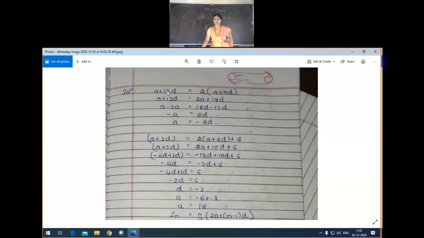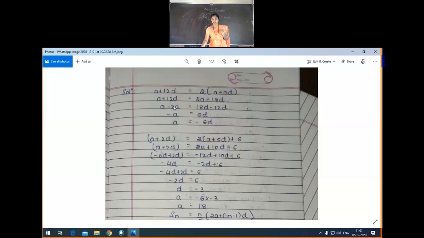A13, that is A plus 12D, is equal to 2 into A10, that is A plus 9D. Okay, we are substituting that one. Then A plus 12D is equal to, here we are removing the bracket, 2 into A plus 9D, in the sense 2 into A is 2A plus 2 into 9D is 18D. Then A plus 12D is equal to 2A plus 18D.